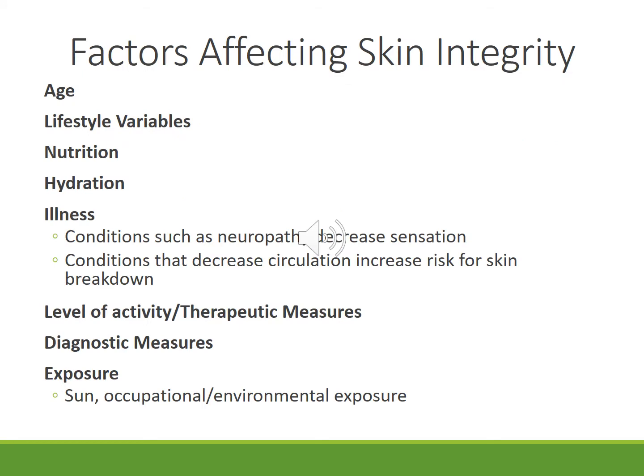Continuing on, what are some factors that affect our skin integrity? Your textbook on page 1046 has a great table that lists these factors. The first one, and the one we're going to talk about a lot today, is age. As we begin to age, our skin becomes thinner, is more prone to tears or injury. So that is a huge factor that's going to affect our skin integrity. Your textbook goes on to talk about lifestyle variables. Body piercing. I mean, that's a lifestyle choice.